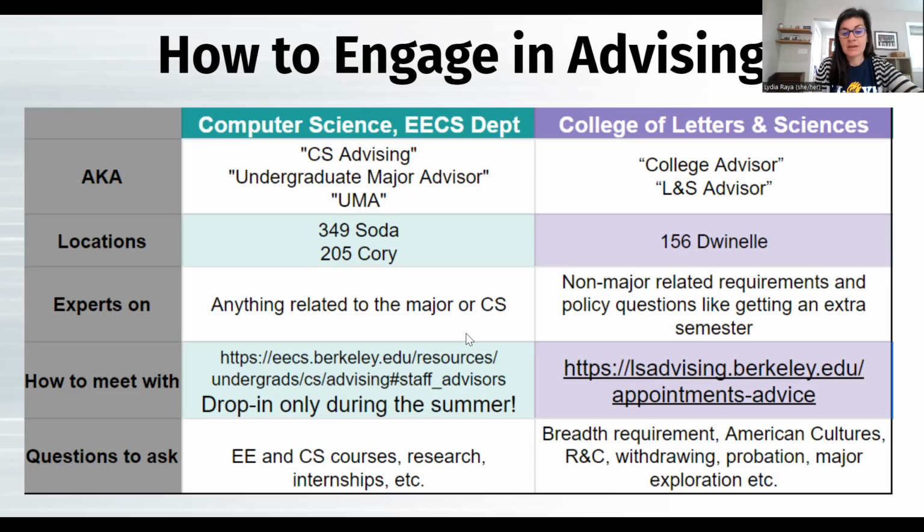Your other main advisor is going to be from the College of Letters and Science. Those advisors are called college advisors or L&S advisors, and their location is 156 Dwinelle. They're experts on anything outside of the major. So: have I completed IGETC? What does that mean for me? Have I completed American Cultures yet? Can I get an extra semester? They're going to be the experts on those kinds of questions, which are non-CS focused. And I have their website as well for how to book with them.